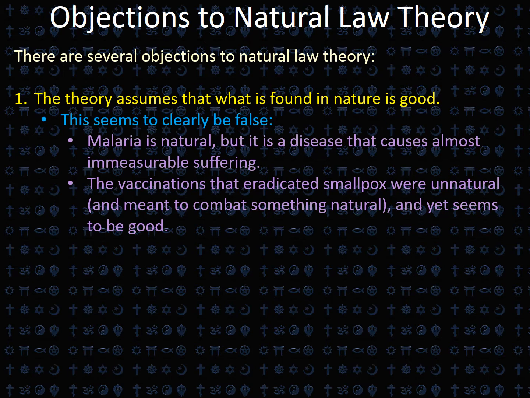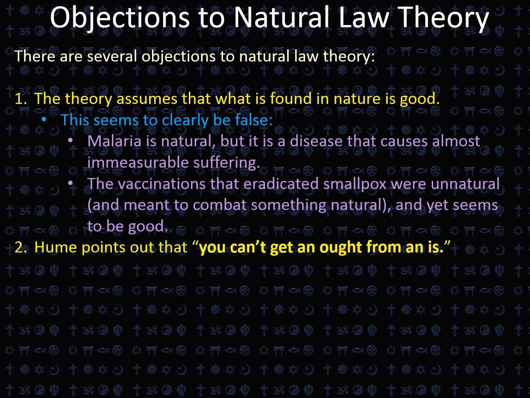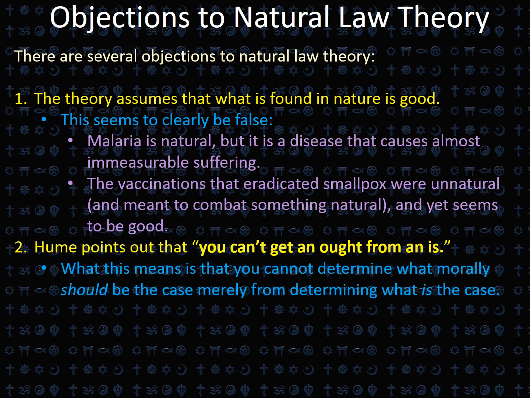This is actually a fallacy called the naturalistic fallacy. The biggest philosophical objection to natural law is Hume's famous point that you can't get an ought from an is. What this means is that you cannot determine what morally should be the case merely by determining what is the case. It is the case that there are still many places in the world where slavery exists. But the fact that slavery exists does not mean that it morally should exist. What is true and what we ought to morally strive for or to make true are two entirely different things. Natural law therefore seems to be making the mistake of assuming that because something is the case in nature, it also morally ought to be the case, and repeated in our behavior.